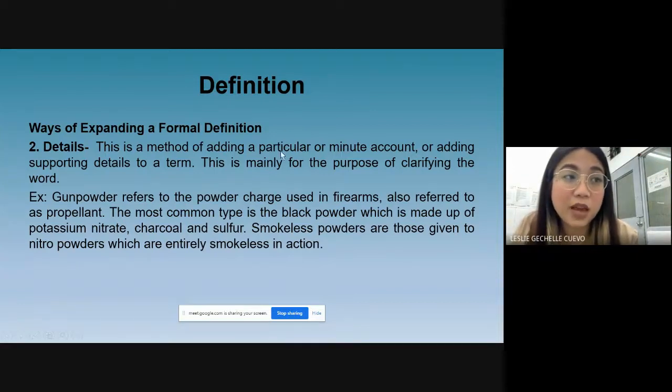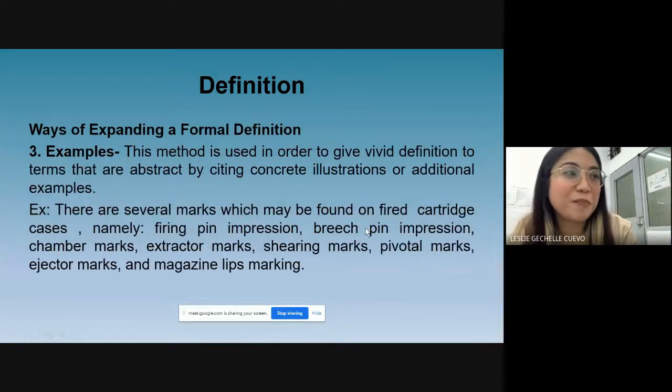Ayun pa, oh. Yun nga, mayroong particular or minute account or supporting details, katulad nga, also referred to as propellant. Tapos may iba ka pang tinalak. Yung common type daw niya, tapos mayroon pa palang smokeless powder, etc.